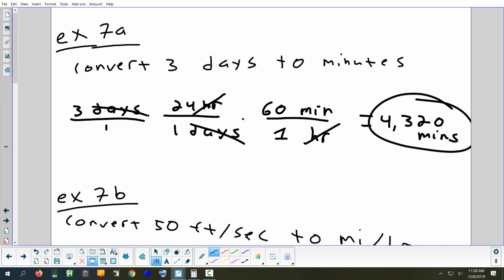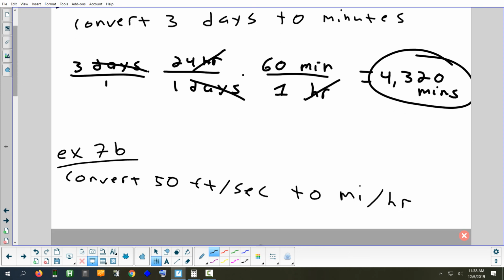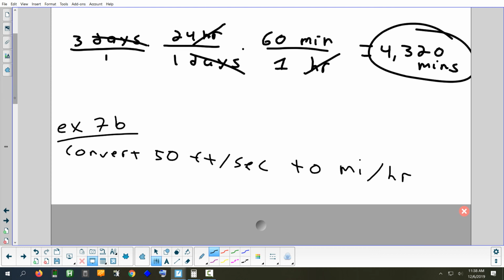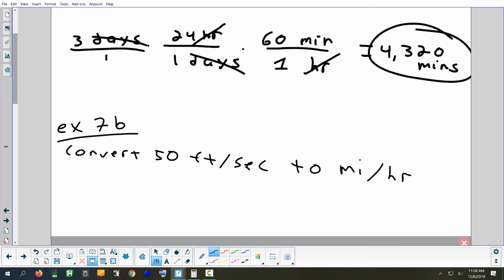Because now we're going to do a rate. Okay, a rate is when you have two units in the same problem, a distance unit and a time unit. The last problem just had a time unit. It was just time. Now this is rate. Distance per time. So it says you have 50 feet per second, and they want to change that to miles per hour. What does that mean? 50 feet per second.